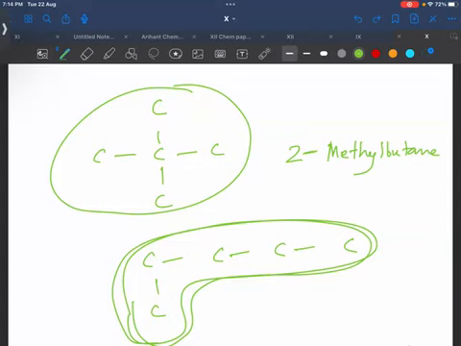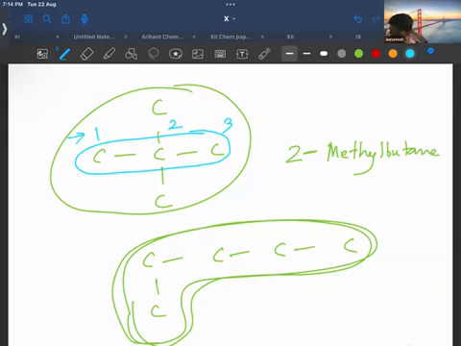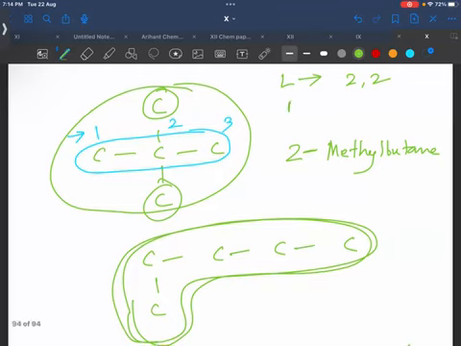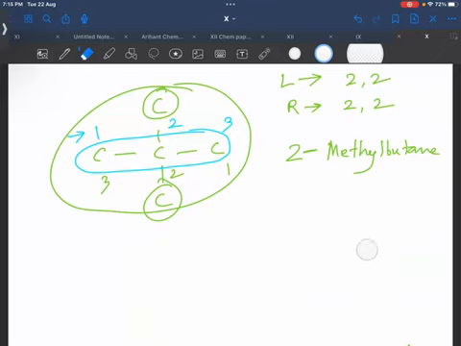So what you have to do is first decide the parent chain again. You can decide any parent chain. You can take this as your parent chain, or you can also take this as your parent chain. It doesn't matter. I decided this is my parent chain, and start from the left-hand side: 1, 2, 3. There are 2 substituents now. Both are getting number 2 if you go from the left-hand side. If you go from the right-hand side, again 1, 2, 3, both get 2, so from anywhere the same answer comes. Let's say I'm going from left.